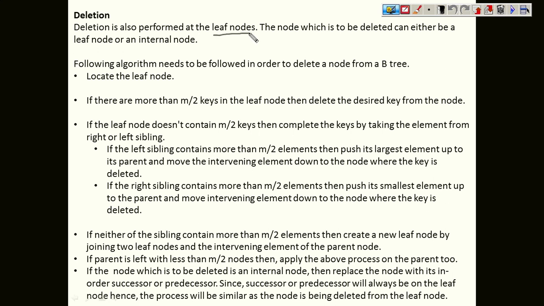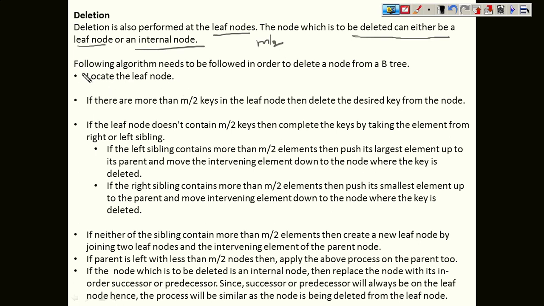The node which is to be deleted can either be a leaf node or an internal node. If it is a leaf node, you can directly delete it, but if it is an internal node, you need to check whether the conditions are violated or not. Similarly, in the leaf node also, you need to check that while deleting any key value, the B tree minimum requirement, that is m by 2 children, must be maintained. So let's have a look here.